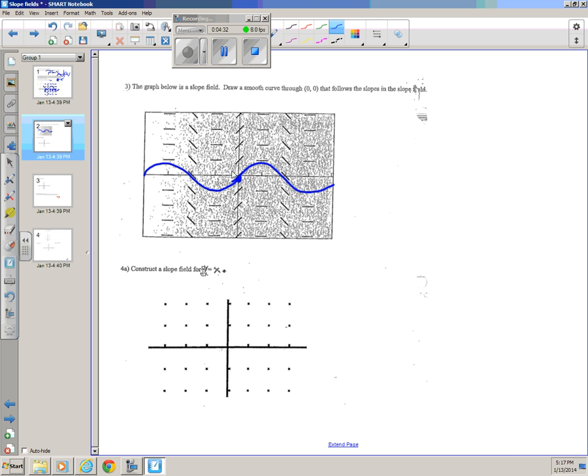All right, so let's look at 4a. We want to construct a slope field for dy/dx equals x. So when x is 0, the slope is going to be 0.